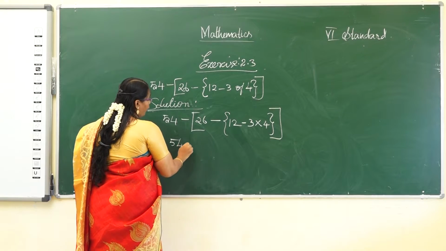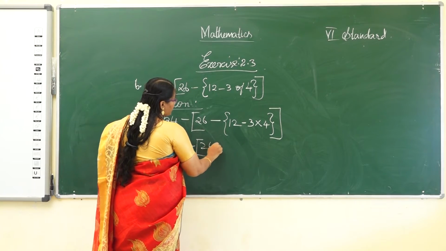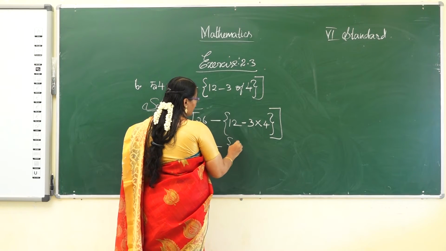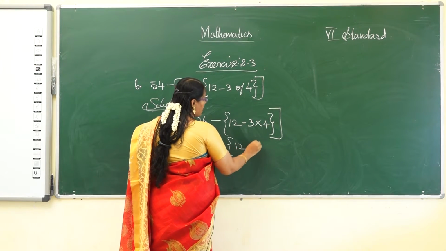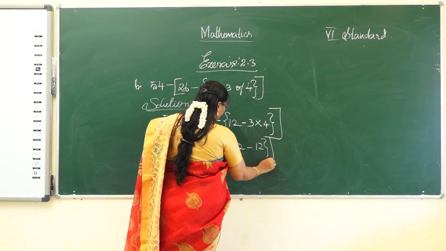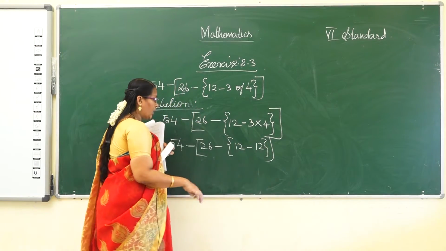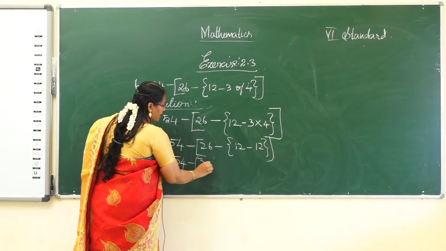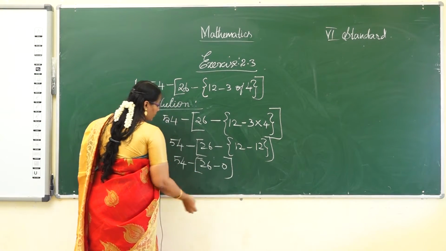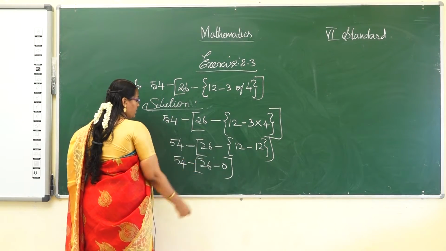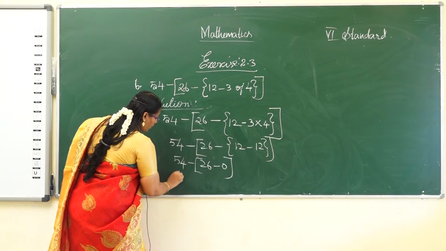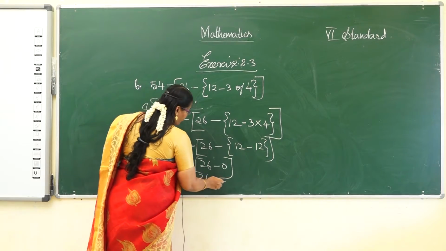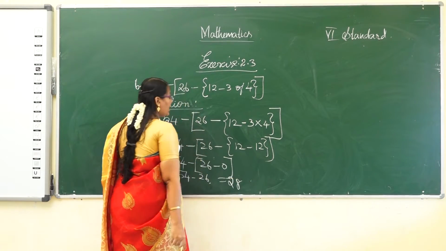Okay, so 54 minus 26 minus the curly bracket. So simplify these values. 12 minus 3 4s are 12. Okay, so 12 minus 12 will be 0. So 54 minus 26 minus 0. Okay, so 26 minus 0 is 26. So 54 minus 26, what is the value? 28.